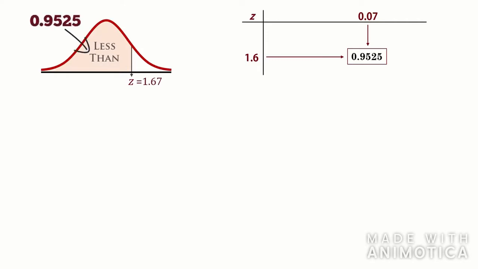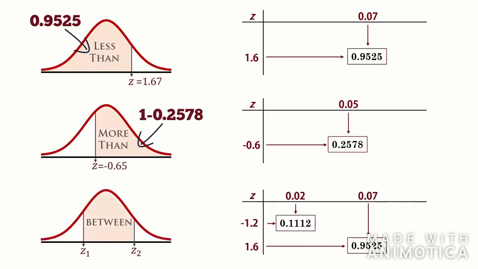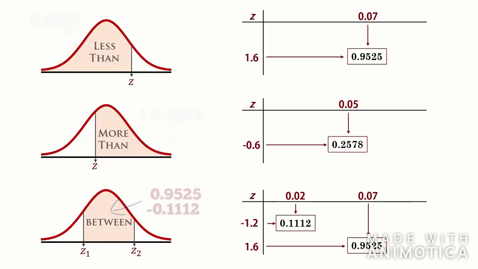In summary, if you're finding a less than area using the cumulative less than tables, the area in the table is the answer. If you want a greater than area, then do 1 minus the area from the table. And if you want the area between two Z values, then do the bigger area, which will correspond to the larger Z value, minus the smaller area, which will correspond to the smaller Z value. Note that we do not subtract Z values, we only subtract areas.